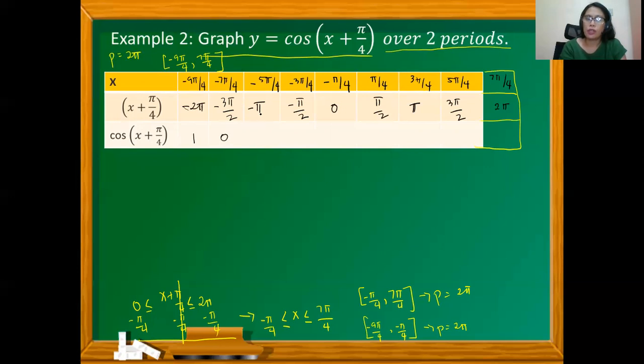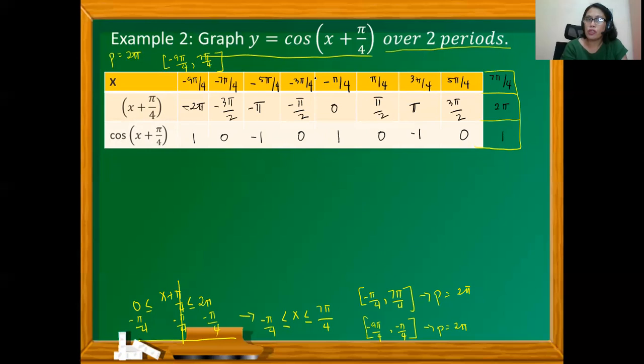And then cosine negative pi is negative 1. Cosine negative pi over 2 is coterminal with 3 pi over 2, so this is 0. Cosine 0 is 1. Cosine pi over 2 is 0. Cosine pi is negative 1. Cosine 3 pi over 2 is 0. And cosine 2 pi is 1.